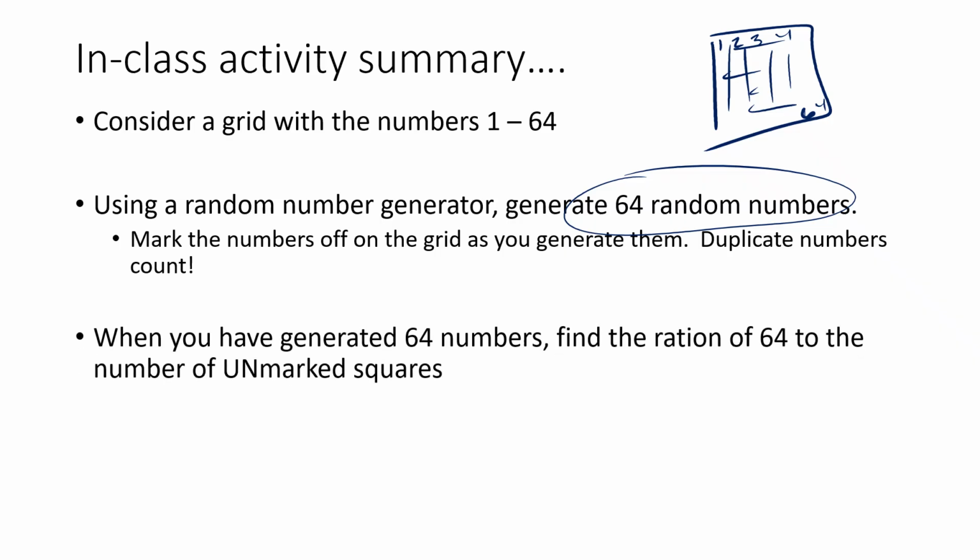Now, when you have generated 64 numbers, you're going to find the ratio, not ration. The ratio is 64 to the number of unmarked squares. So you're going to take the number 64 and divide that by the number of unmarked squares. And that's why you don't keep ignoring duplicate numbers. So you're going to find 64 random numbers, but in the end, you're going to have some duplicates. And that means some of the numbers aren't ever going to be called. Okay, that's totally fine. That's what we want.